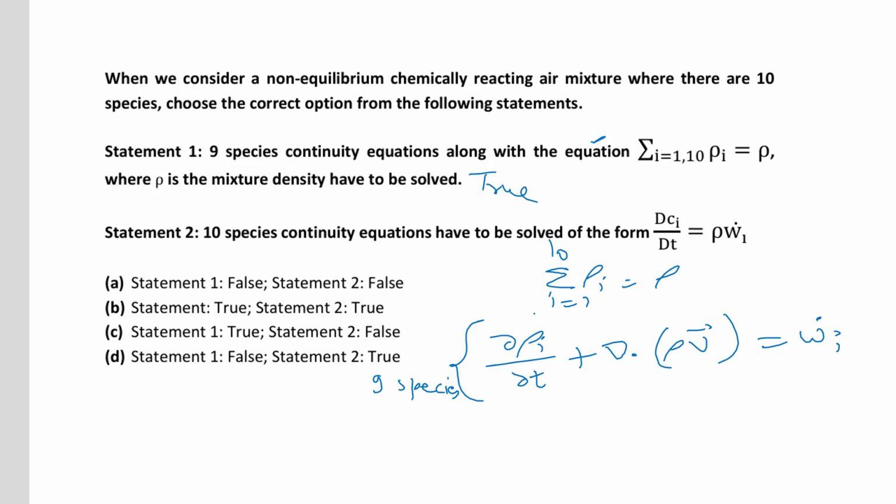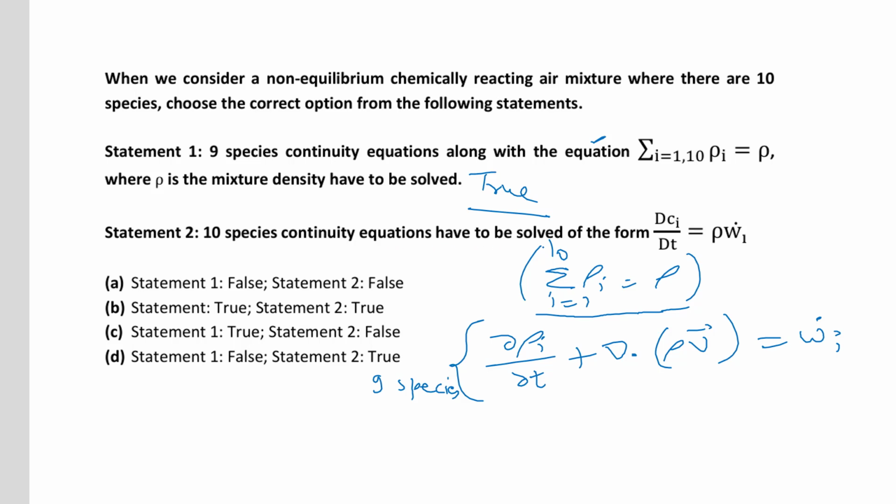We use this because if we use all 10 species continuity equations, there might be some error because it may not satisfy this criterion, because this is one constraint of the equation. If this constraint is not satisfied, then the solution will be incorrect.